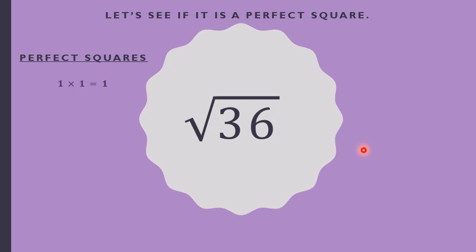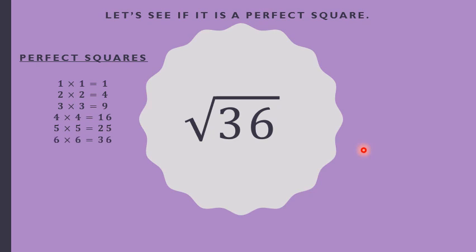1 times 1 equals 1. We're not at 36 yet, so let's go a little bigger. 2 times 2 is 4. 4 is still not 36, so we're not there yet. 3 times 3 is 9. Still not big enough. 4 times 4 is 16. Still not big enough. 5 times 5 is 25. 25 is still not 36.